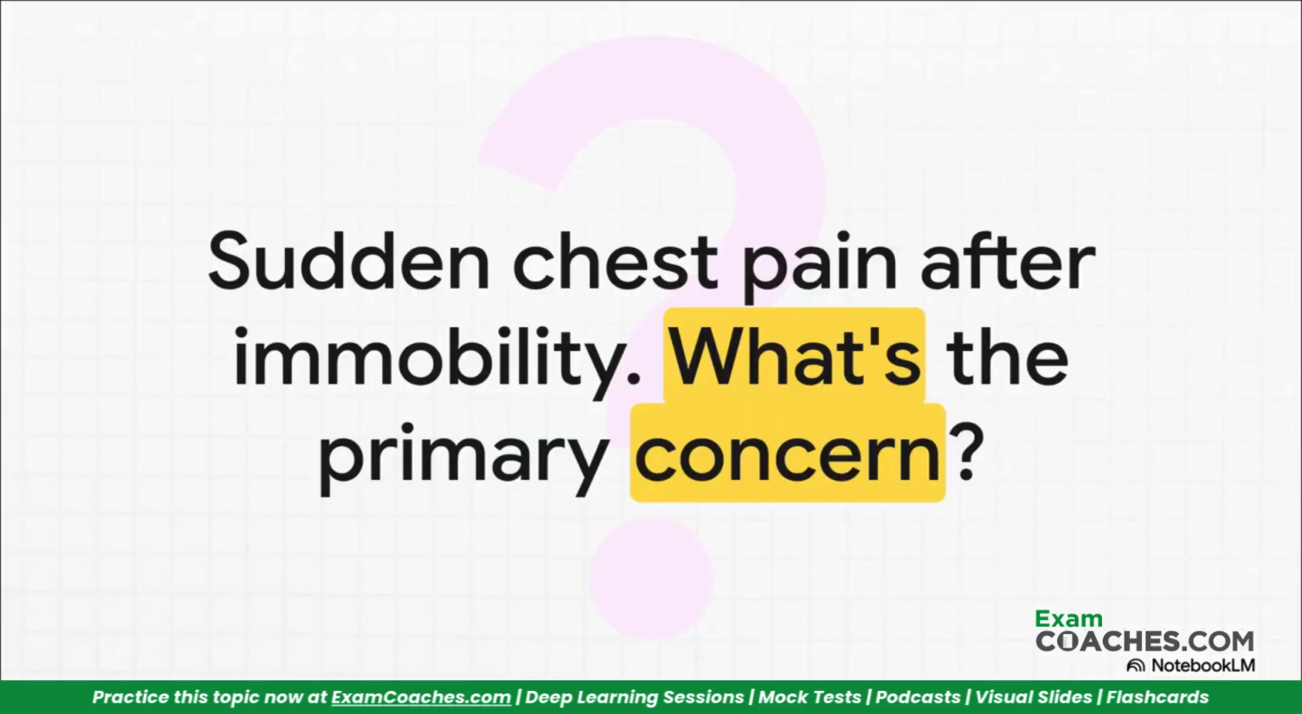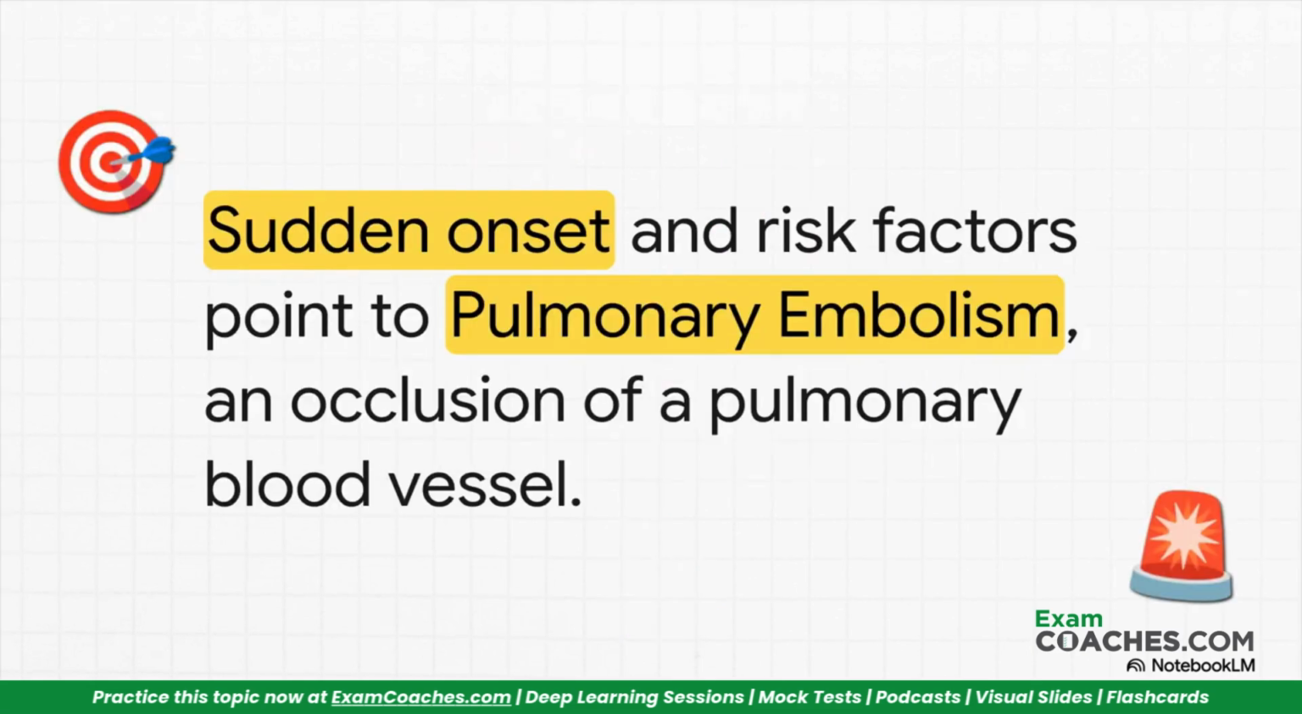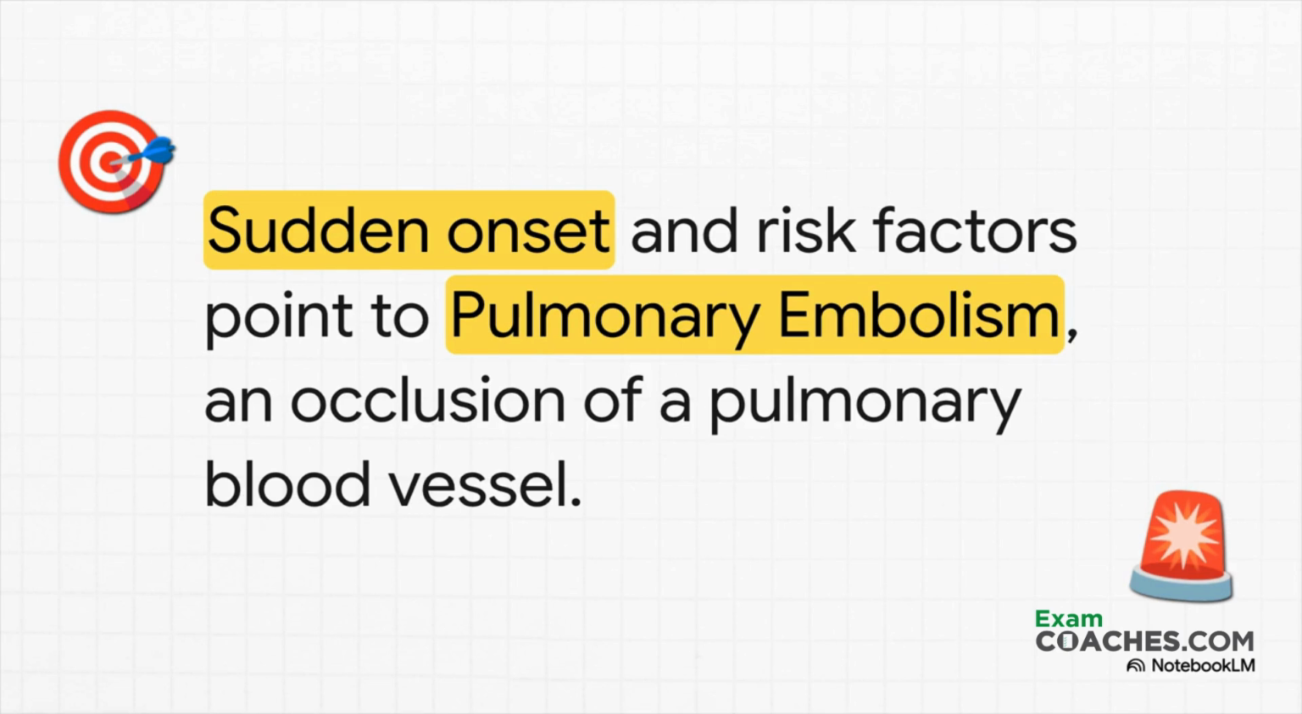So let's try it. You've got a patient, maybe they just had surgery or got off a long flight, and they suddenly get chest pain and can't breathe. That word suddenly should be like an alarm bell going off in your head. What's at the very top of your list of suspects? Bingo. Pulmonary embolism, the sudden onset, the risk factor of being immobile, it all screams a blockage in a pulmonary blood vessel. A perfusion problem. You see how all these pieces are starting to lock into place?